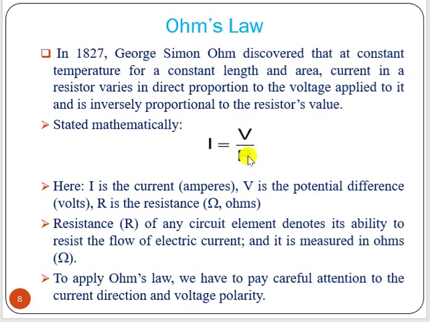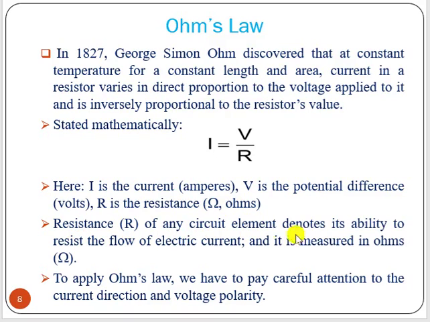So we can write V equal to IR. The mathematical expression of Ohm's law is V equal to IR or I equal to V by R. Here I is the current in amperes, V is the potential difference or voltage in volts, and R is the resistance, whose unit is ohm.